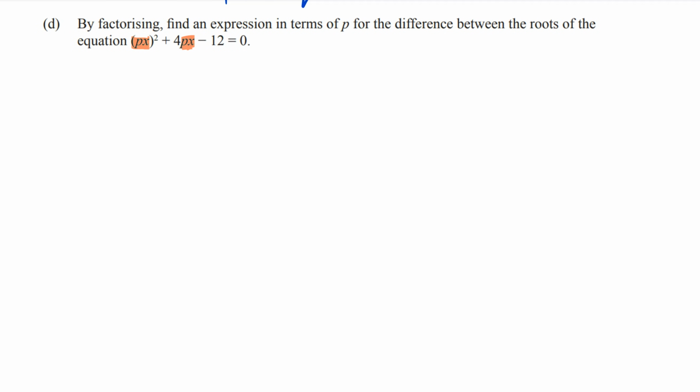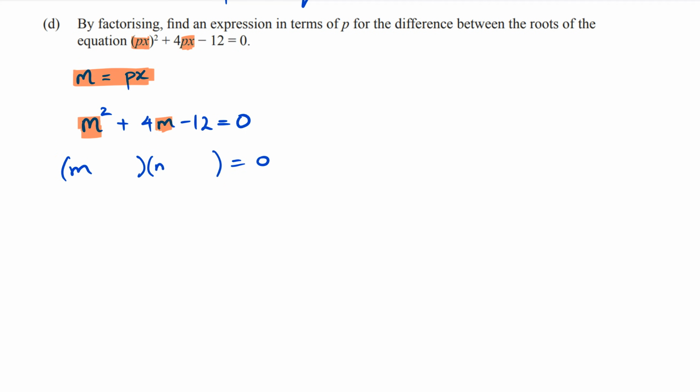So what I'm going to do is get rid of that px, and rewrite this as something like, let's go with m. So if I put m is equal to px, then I can rewrite this entire equation as m squared plus 4m minus 12 equals 0. Because I've said that m equals px, and I've just replaced px with m, as you can see in that highlighted part. Now I've got a really nice simple quadratic which I can factorize, because I know that this is going to be m plus 6 and m minus 2.